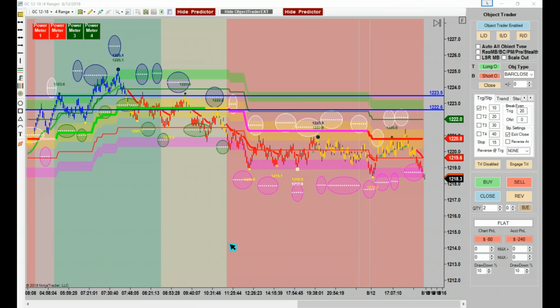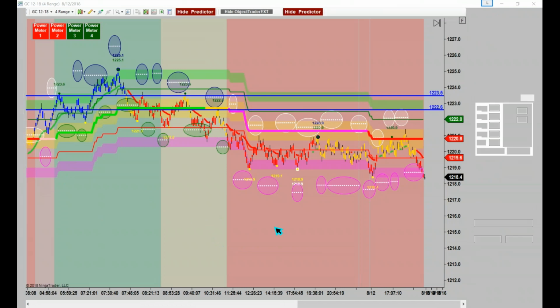Would you go against the trend? That's what I was saying, Lewis. You really shouldn't. Let me show you the way you should take this trade. Let's go ahead and back it up just real quick. Let's back it up. Hopefully we don't mess up Object Trader. I'll go ahead and back it up and show you.